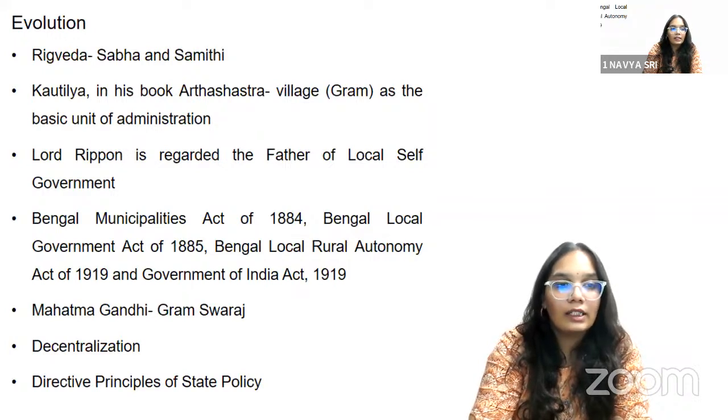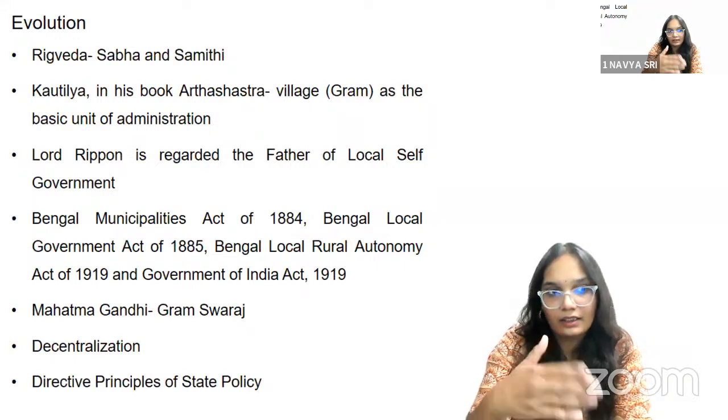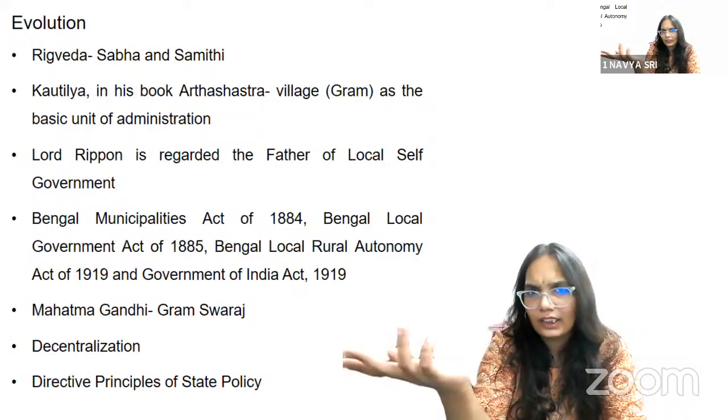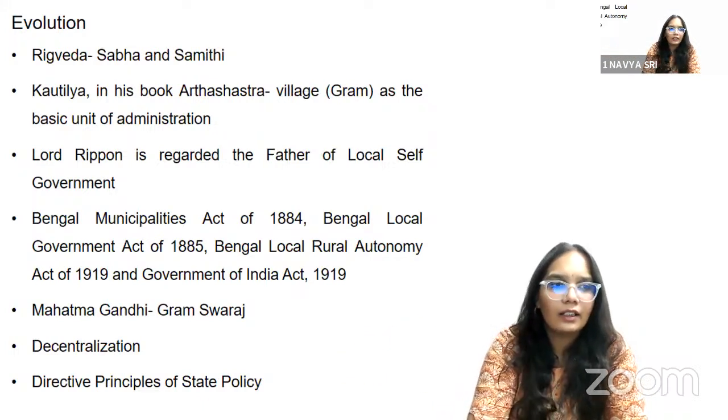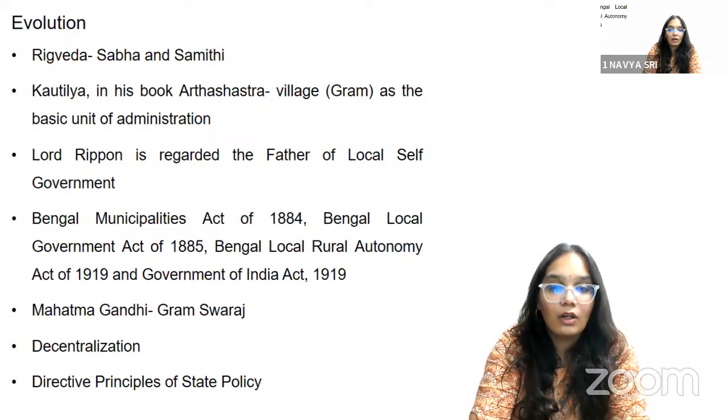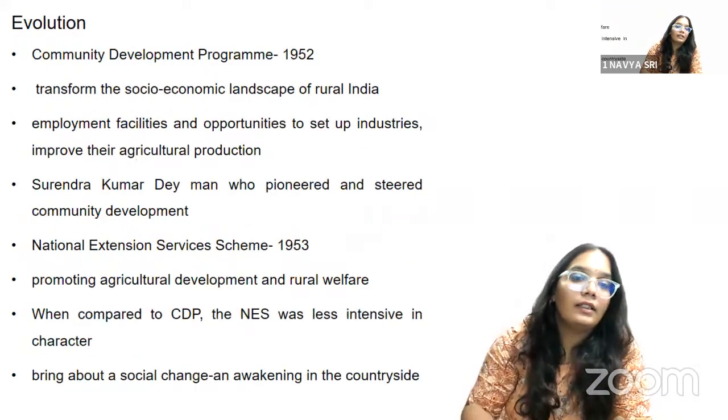So Kautilya. This decentralization is not new to India. This slide is trying to say that decentralization is nothing new to India, but can rather be seen in the Rigvedic period, Kautilya's book of Arthashastra, Lord Ripon, who is considered the father of local self-government through his acts, and Mahatma Gandhi's Gram Swaraj, where he called for decentralization, and his principles are mentioned in the Directive Principles of State Policy.